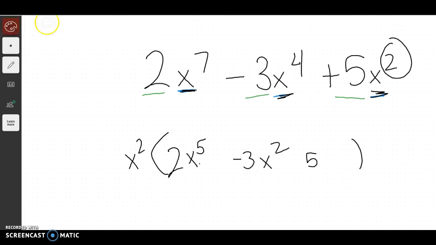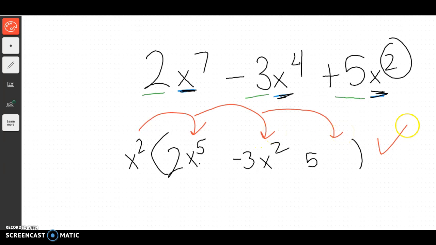Well, if I distribute this, do I get back to the beginning? Yep. That would give me x to the 7th. That would give me x to the 4th. And that would give me x squared. So that's how they factored it. Let's look at 2 more examples.